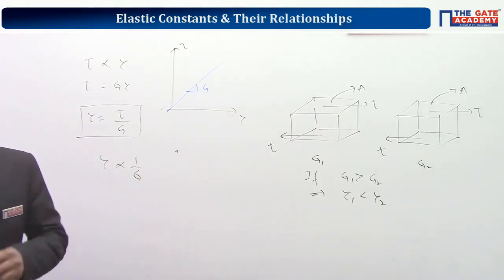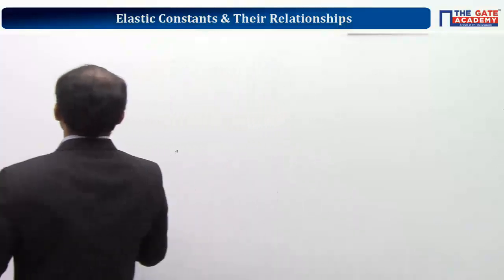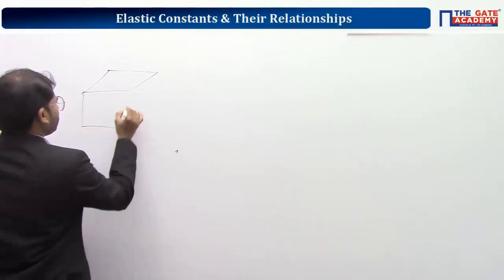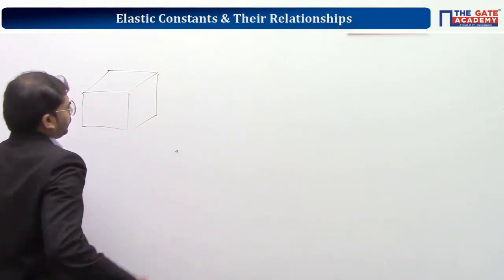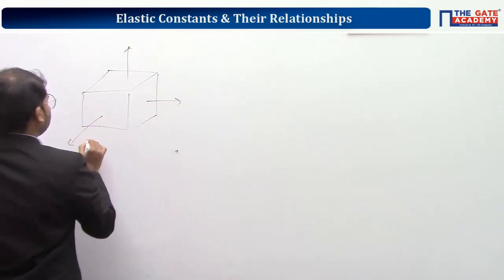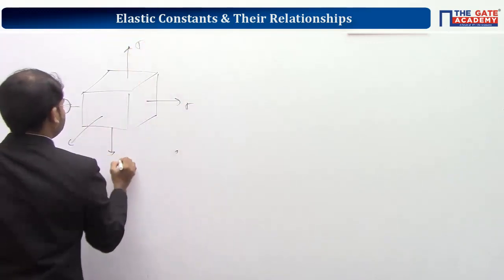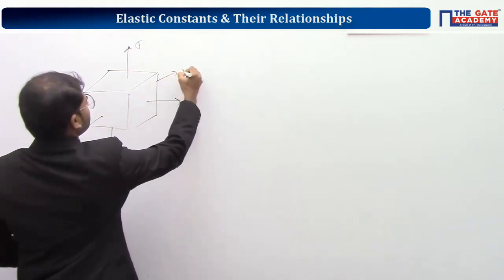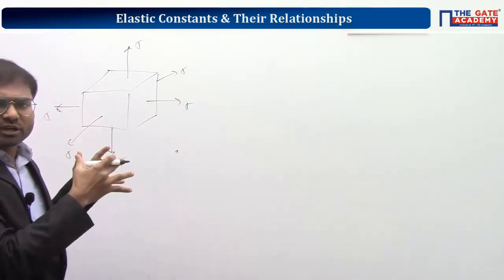After this, we'll go with bulk modulus. Just put the heading of bulk modulus. Bulk modulus decides how much volume can change for a material. If you take a component like this, I'm going with the scenario where there are only normal stresses: in the x direction there is sigma, in the y direction sigma, and in the z direction also there is only sigma. As there is the same stress in every direction, obviously the volume of the component should increase.